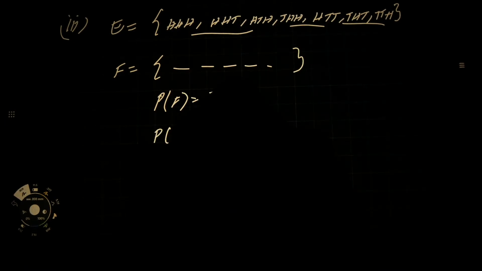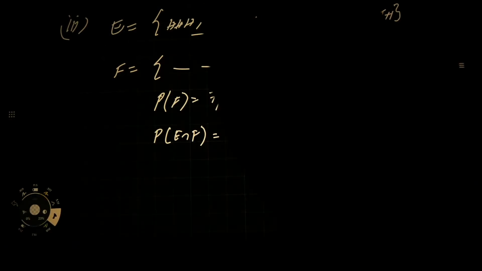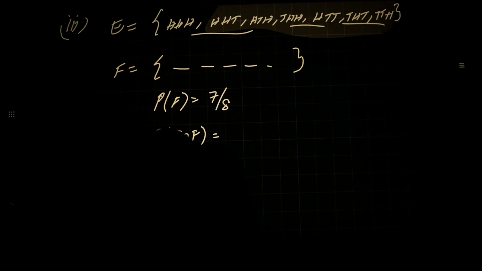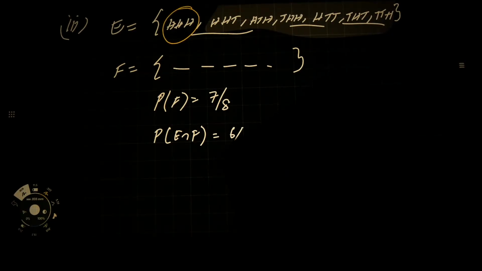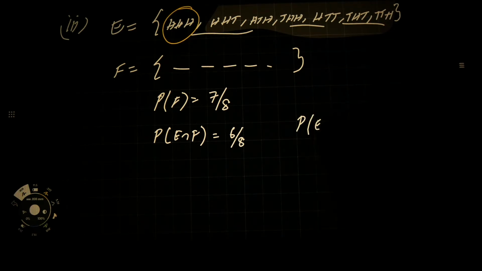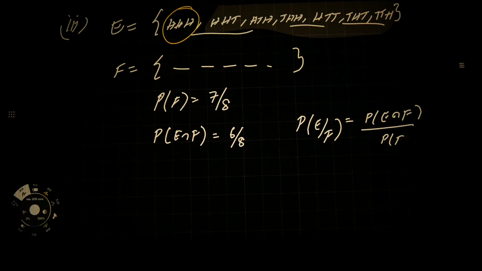What would be P of E intersection F? E intersection F will be everything except all heads, which means there will be 6 terms out of 8. So P of E given F will be P of E intersection F by P of F. E intersection F is how much? 6 divided by 8 divided by 7 divided by 8. You cancel, you get the answer as 6 by 7.